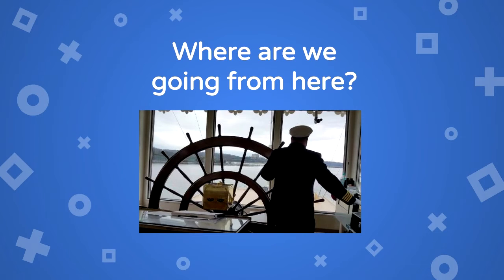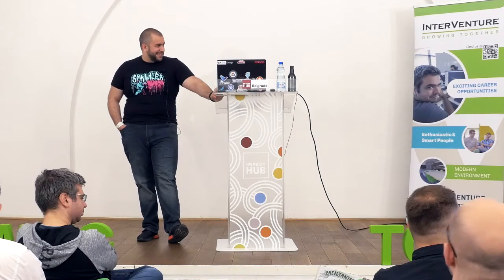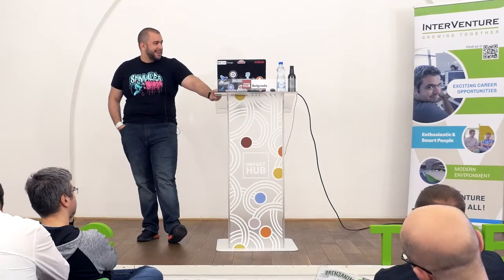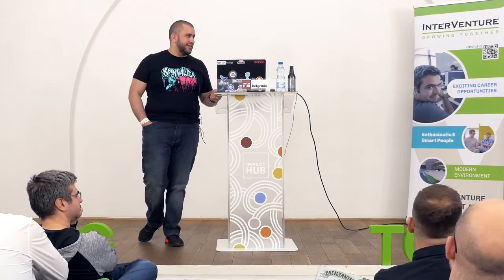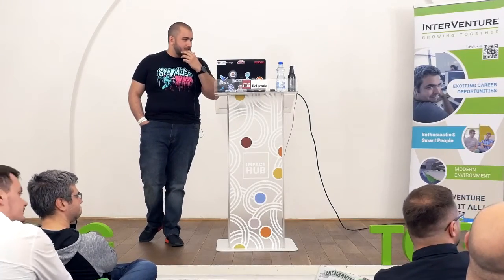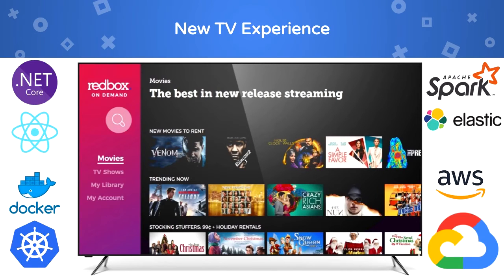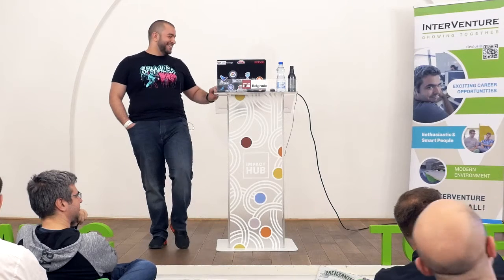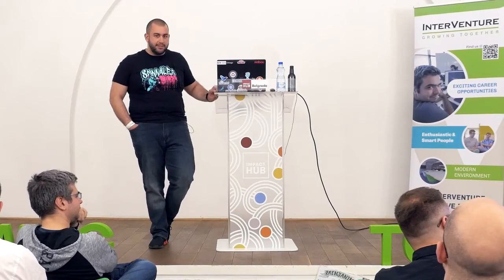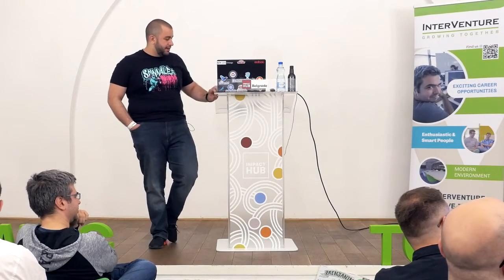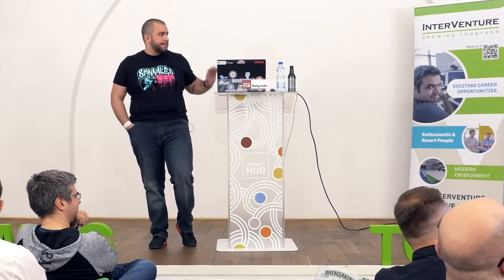All right. So where are we going from here? This is kind of the story of where we're at. And if the giant ship wheel does not allude to it, we're looking at Kubernetes at Redbox. So what does this mean? How does this look? Why we're doing this is we're looking to build a new TV experience. Some of the great stuff there: .NET Core, Docker and Kubernetes, Google Cloud, and Amazon. We're also doing some great initiatives on the data side too with Apache Spark, using Elasticsearch, and much more. So really trying to revitalize everything.